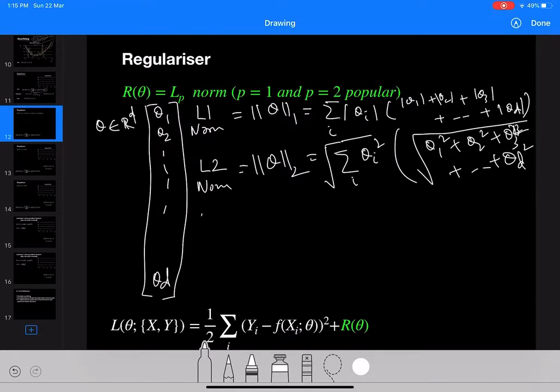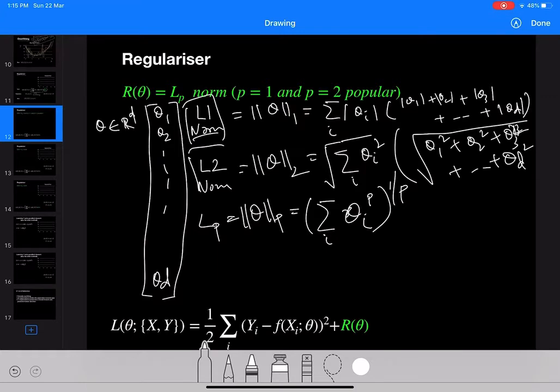And then finally LP norm, which is again written as this, and what it basically is you sum over all i's theta i to the power p, to the power 1 by p, right? So L1 norm and L2 norm are the most popular ones.